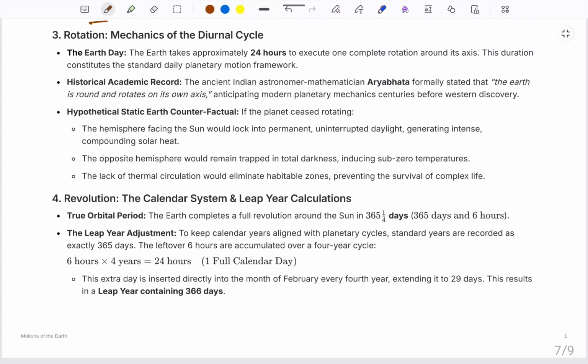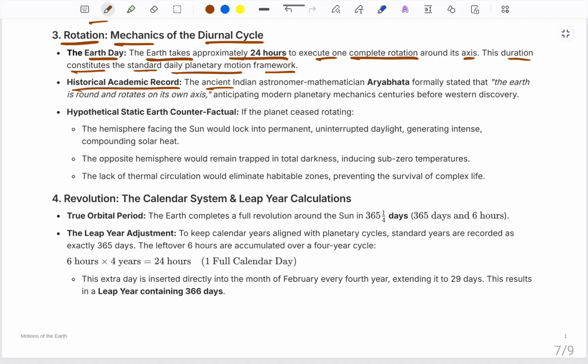Next we have rotation. Rotation, mechanics of the diurnal cycle. The Earth day: Earth takes approximately 24 hours to execute one complete rotation around its axis. This duration constitutes the standard daily planetary motion framework. Historical academic record: the ancient Indian astronomer and mathematician Aryabhata formally said that the Earth is round and rotates on its own axis, anticipating modern planetary mechanics centuries before Western discovery.